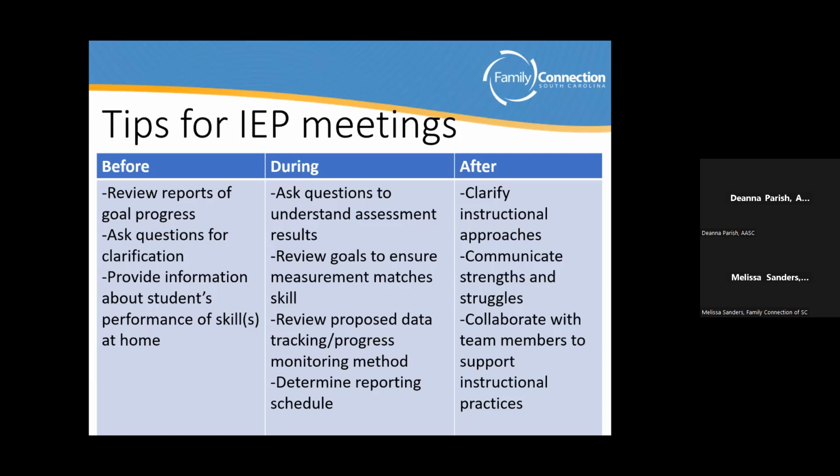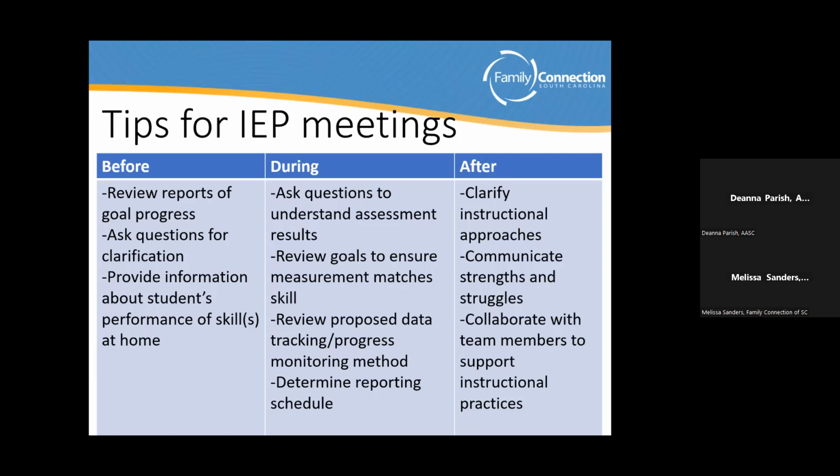Review proposed data tracking or progress monitoring method. So when a goal is developed, the team should know how you're going to monitor that. So if it's going to be the fluency probe, at the meeting it should be an example of the probe, or it should be an example of that progress monitoring sheet if you're using a prompt level hierarchy like the one shown in the functional example. And then finally, you do want to determine the reporting schedule as an IEP team, so you know the frequency that you'll be expecting to receive those progress reports.